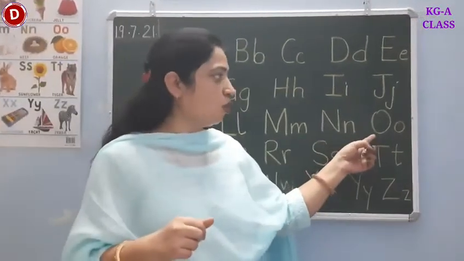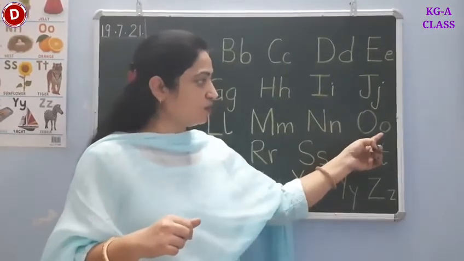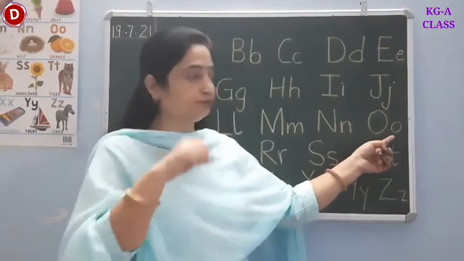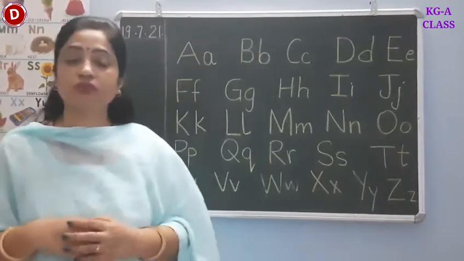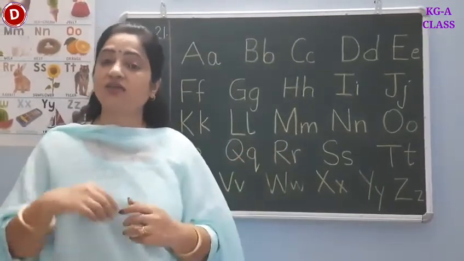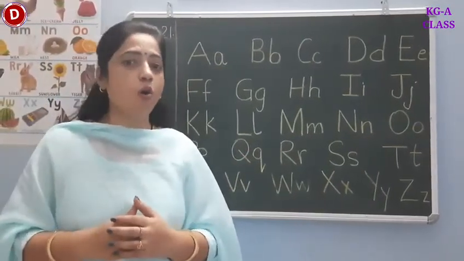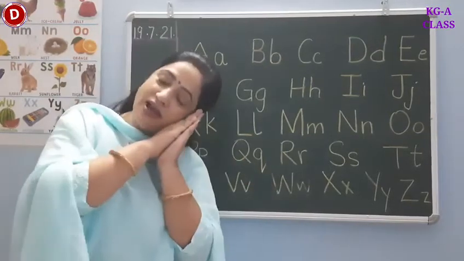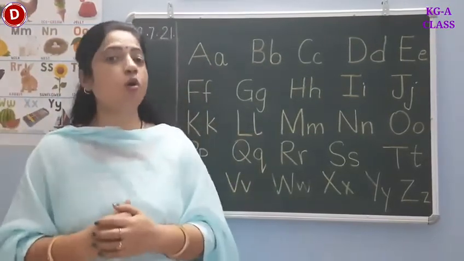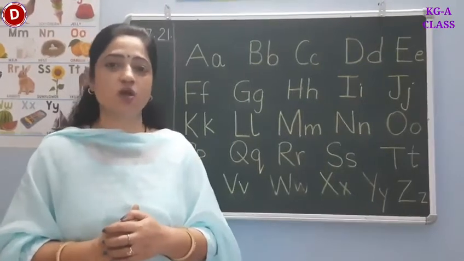Now children, O. O says O. This is capital O and this is small o. Now it's dark, the light goes on. O. It's time for bed, the light goes off. O. So O says O.